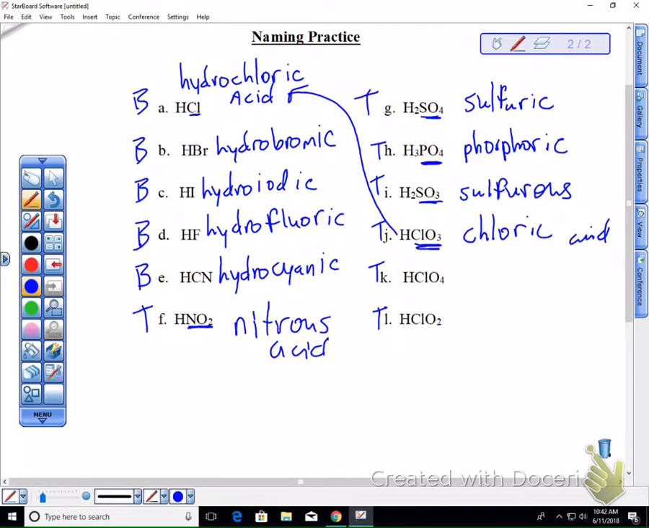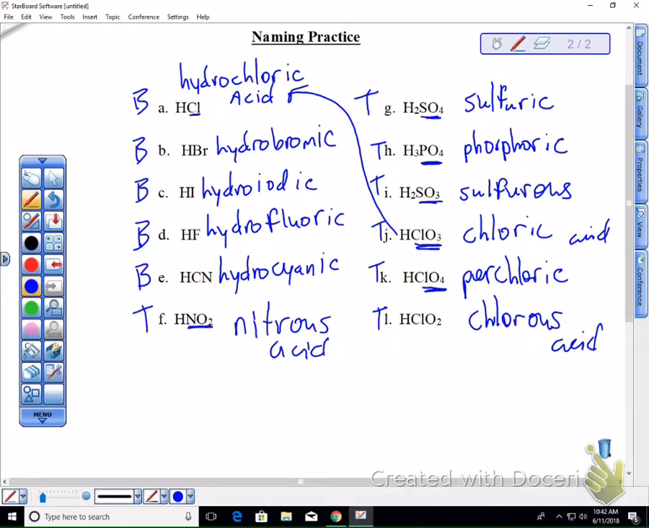Now K has something important. It's still very similar to part J, but ClO4 is not chlorate, it's perchlorate. So we're not going to drop that prefix. We're going to do instead perchlor, and then just change the suffix. Ate becomes ic. So perchloric acid, not just chloric acid. And then for L, we have chlorite. So the root again is chlor. Ite becomes ous, chlorous acid.